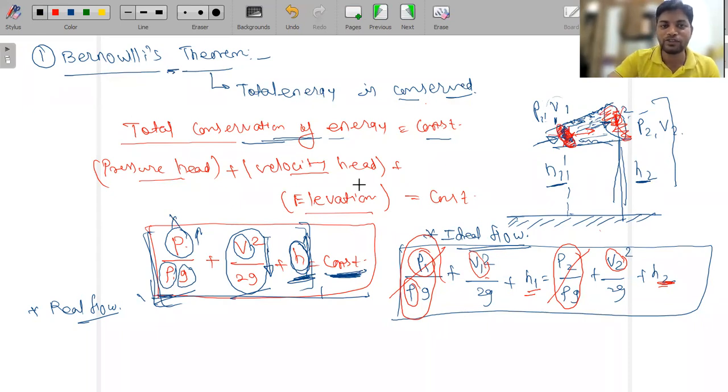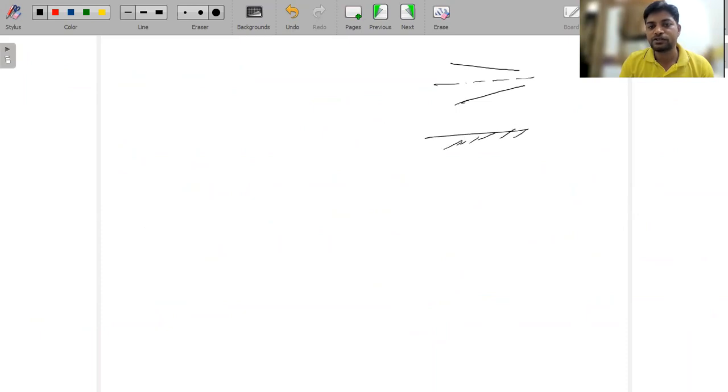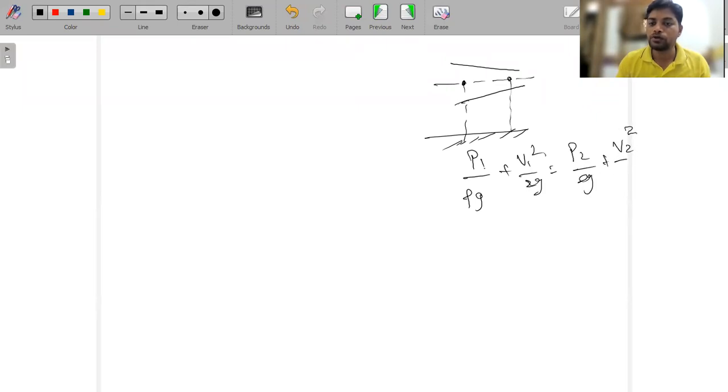Similarly, if you take the same venturi meter like this, horizontal, then this is point one and this is point two. These are the same condition for elevation, so h1 and h2 are equal. In this case, the Bernoulli equation will become p1 by rho g plus v1 square by 2g, equal to p2 by rho g plus v2 square by 2g.